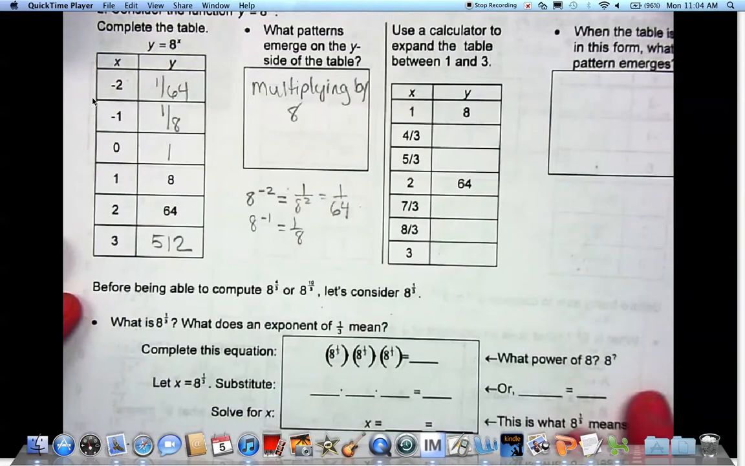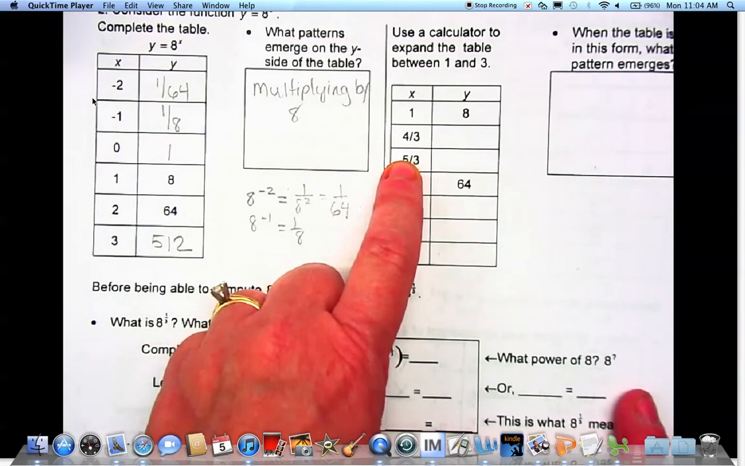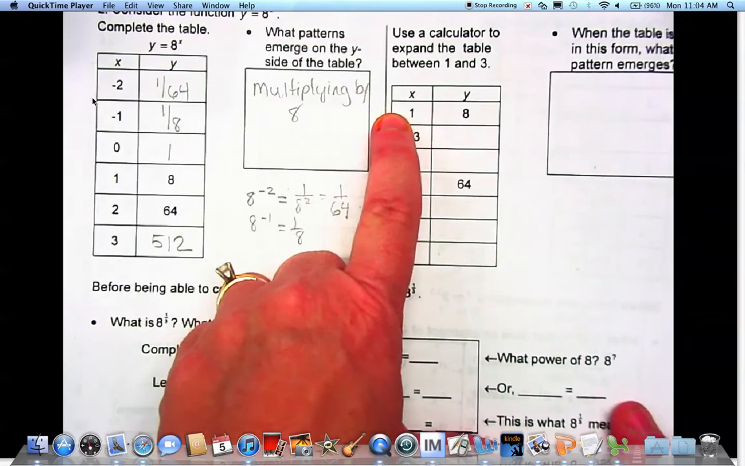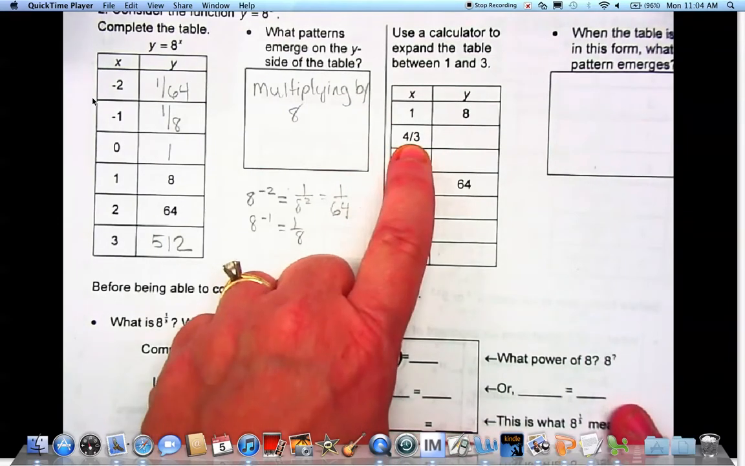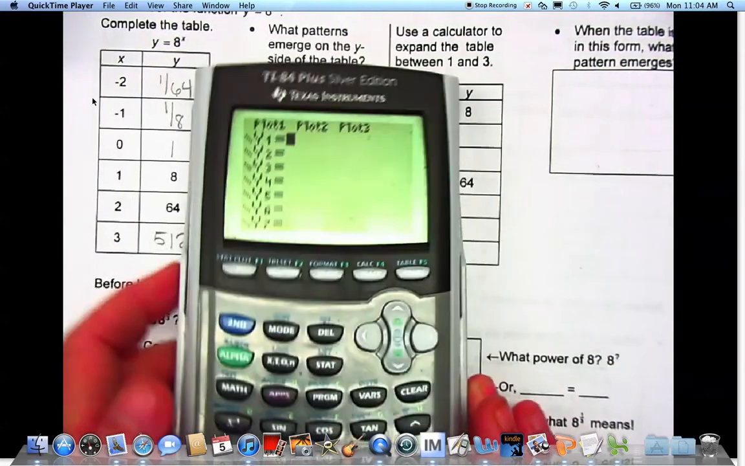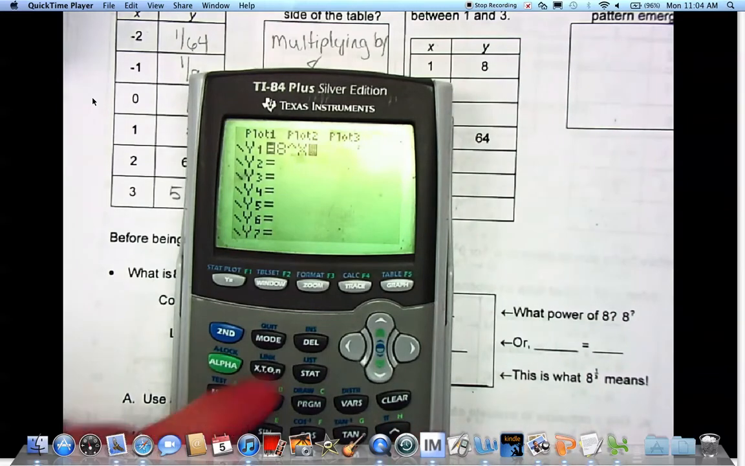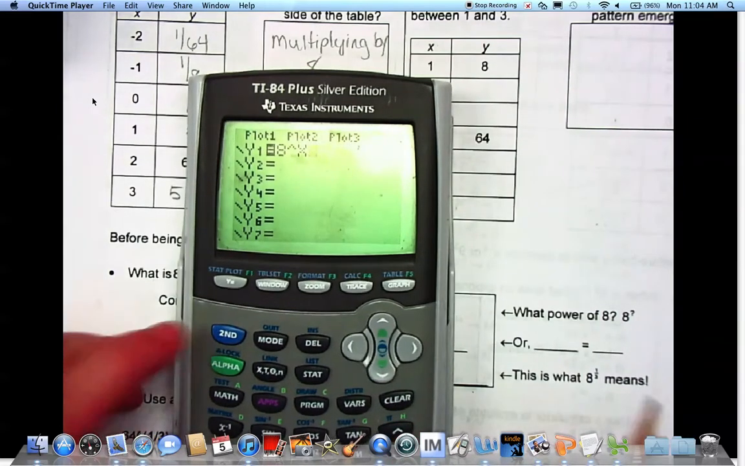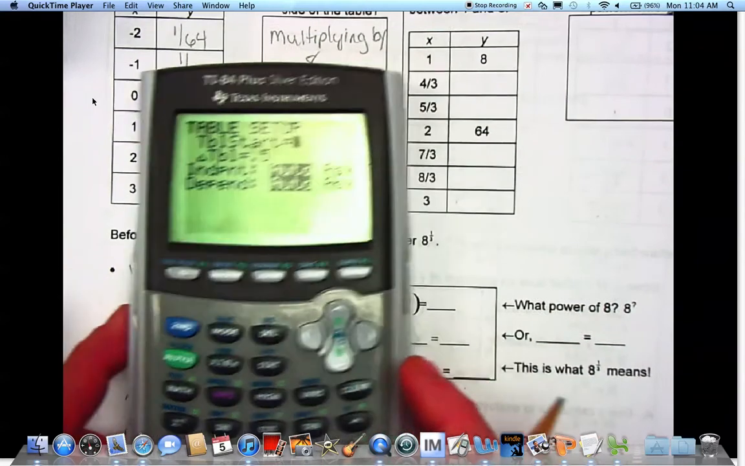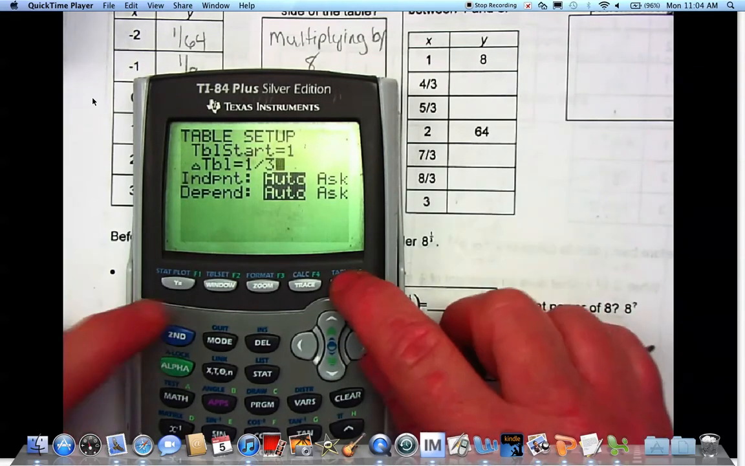Now we're going to use our calculator, and this is going up by a third every time. So we're going to find out what 8 to the 1 is, 8 to the 4/3, 8 to the 5/3. You have to go back to y equals, and instead of 9 to the x, we have 8 to the x. Then go to second window to table set. And instead of going by 0.5, you need to go by 1 divided by 3. Can't put 0.3 in there, that's not the same. And then go to the table.